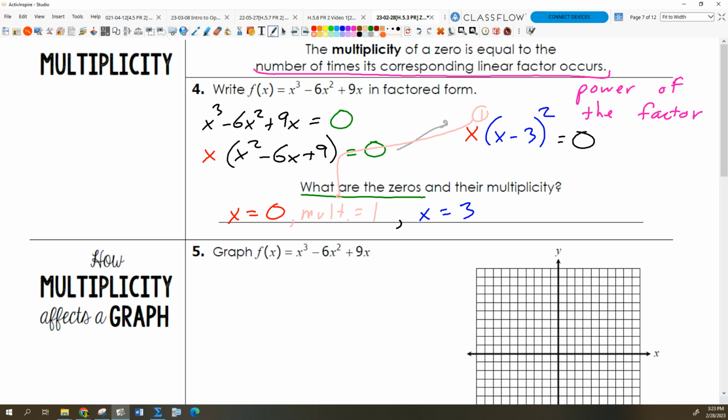Okay, see my point? What's the multiplicity of the blue factor, or the blue 0, 3? It's 2, because look, we had an exponent up here of 2. See my point? Okay, who cares, right? What's the big deal? They're just x-intercepts. There is a big deal.